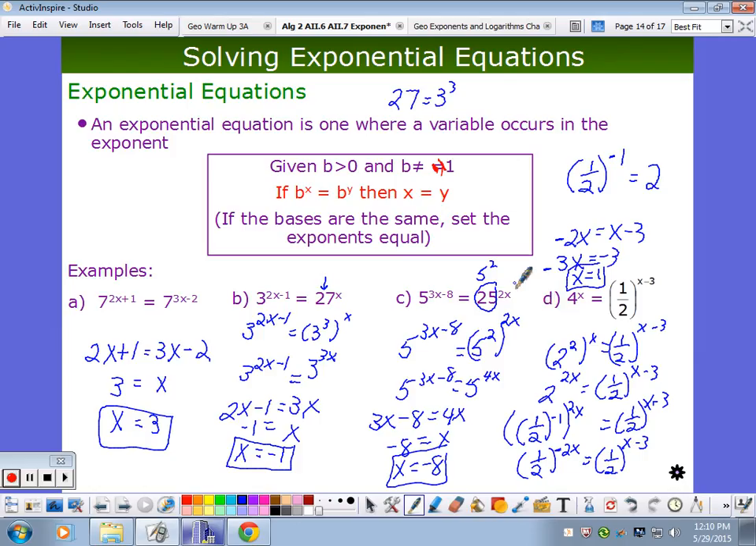But we got there. So some of them are a little bit harder than others. But as long as we can get the bases the same, we can use this little rule here, this little theorem, I guess, where you can just set those exponents equal.